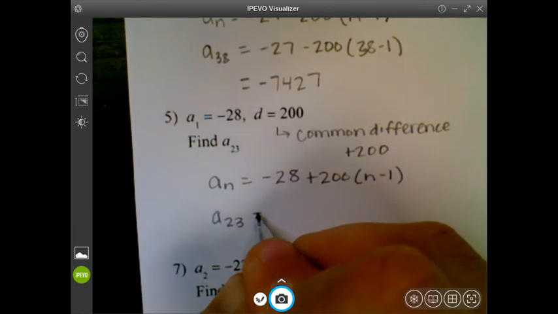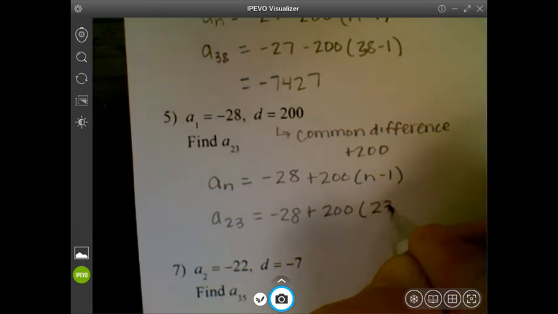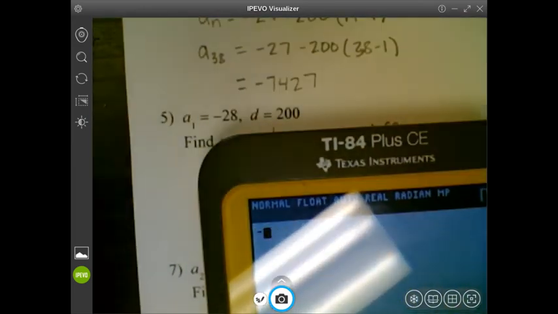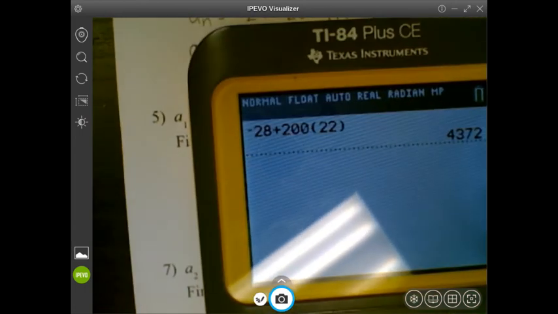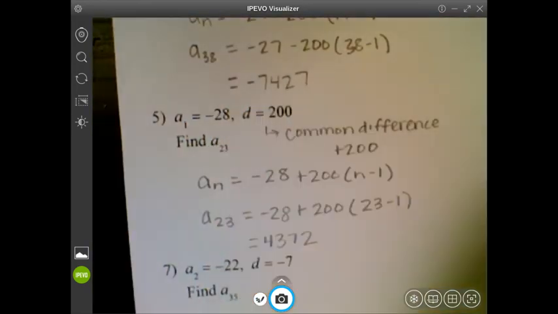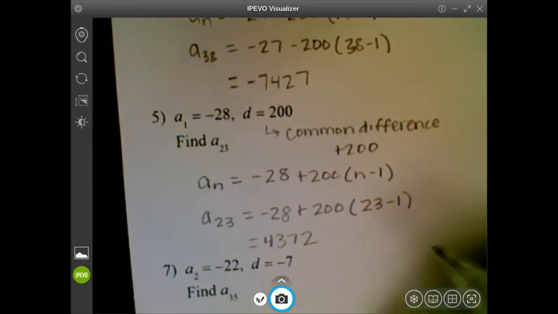If I want the 23rd term, you're going to just plug in 23 for n, and then use your calculator to do all the heavy lifting, right? So negative 28 plus 200 times, what was it, 23 minus 1. So I'm just going to put in 22, sorry. And we get 4,372. Once again, I think that number makes some sense because we're adding 200, so it's going to get up there into the thousands relatively quickly. We're not doing it as much as the last one, so I think that makes a lot of sense in general for what that number is.